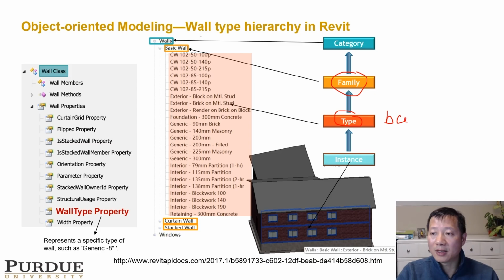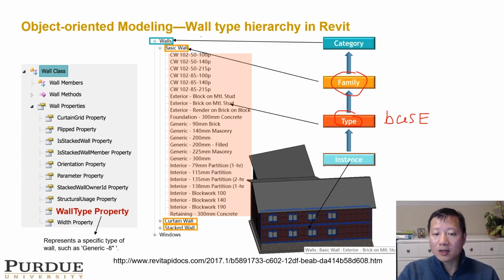So let me see if I can write it. Base class. So this is the base class. And using your base class, you can create as many instances or wall objects as you want to, right? So look at the Revit model. These walls are objects, and they are abstracted together into a class called exterior brick on metal stud. And it's viewed as a type. And you can organize all the same types. I mean, the different types are viewed as a specialization of a basic wall family.